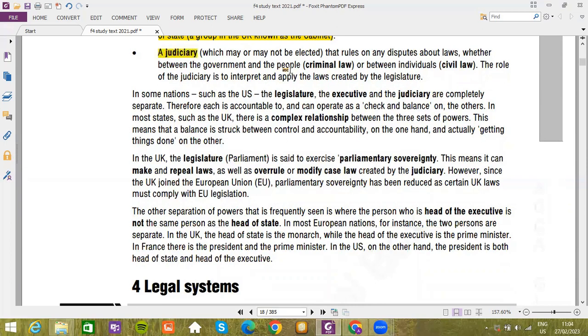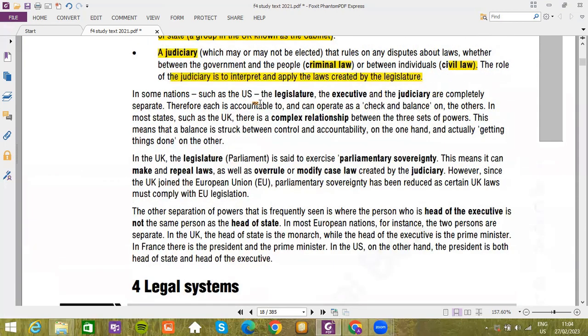Judiciary. A judiciary, which may or may not be elected, rules on any disputes about laws, whether between the government and the people, that is criminal law, or between individuals, that is civil law. The role of the judiciary is to interpret and apply the laws created by the legislature. This is also important.